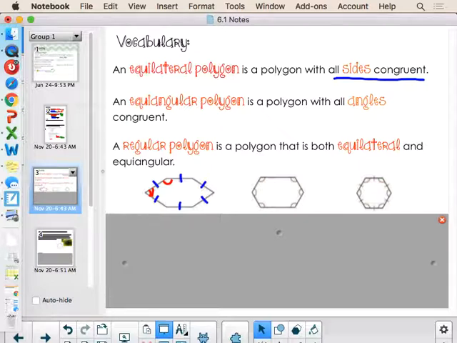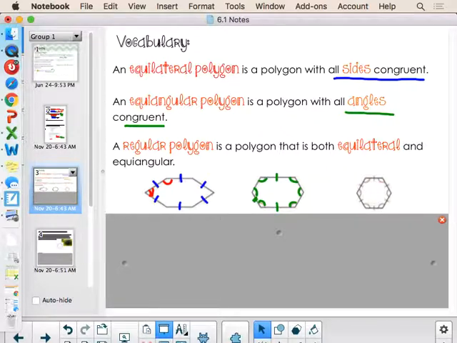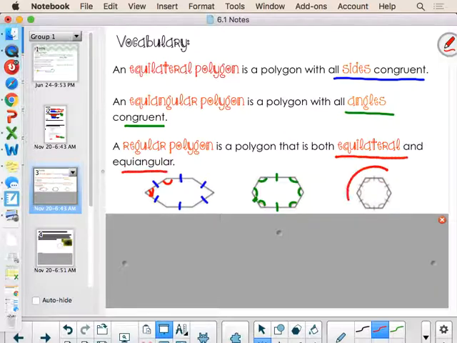An equiangular polygon is a polygon where all your angle measures are congruent. But once again, that doesn't mean that your sides have to be congruent, because this side and this side are clearly congruent by observation, but they're not congruent to these little pieces. Now, in a situation where you are both equilateral and equiangular, then what we consider you to be is regular, okay?